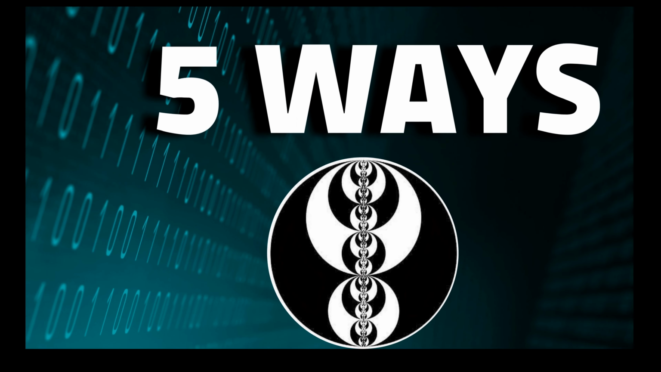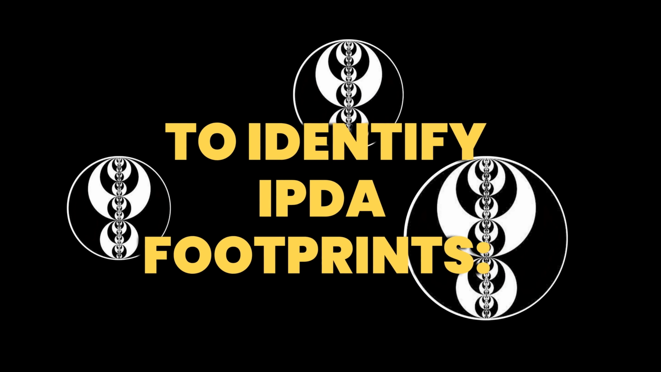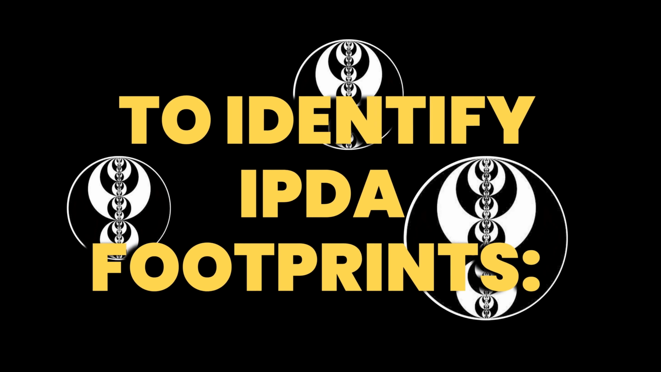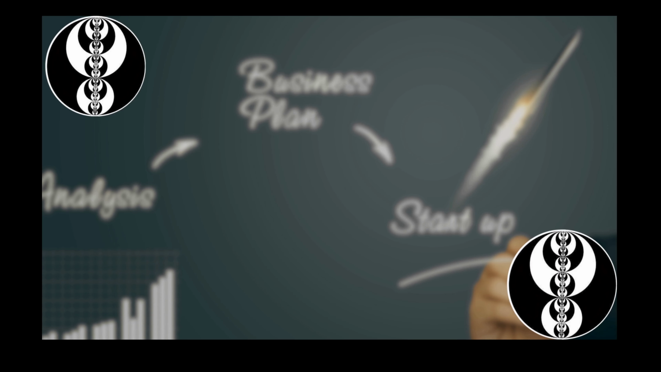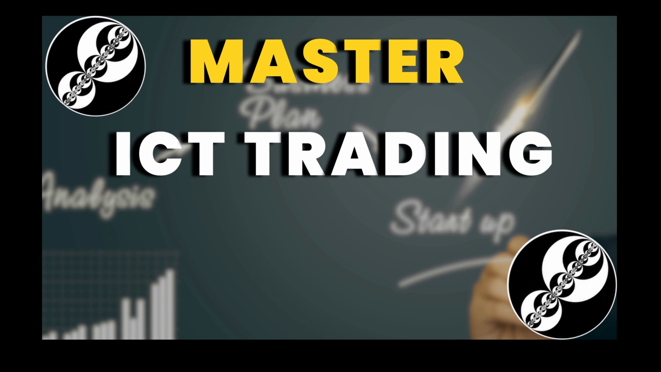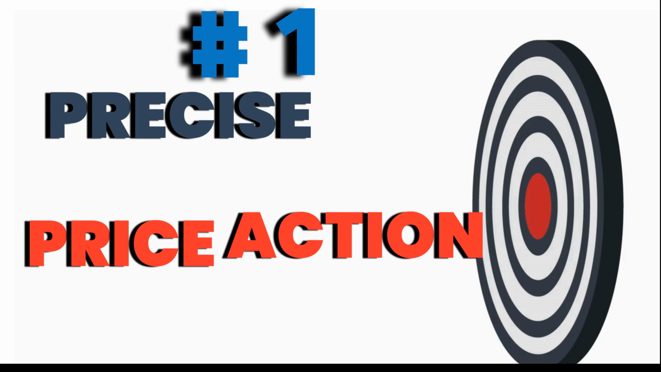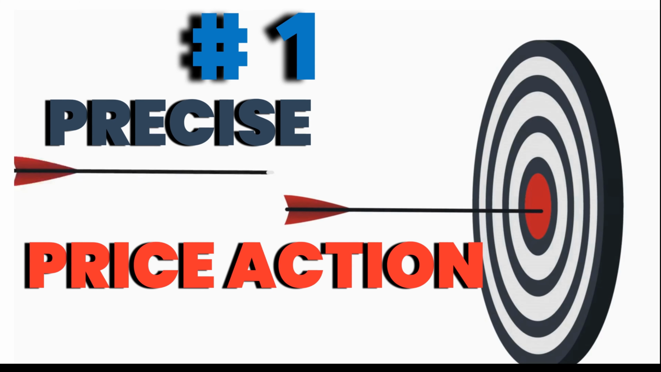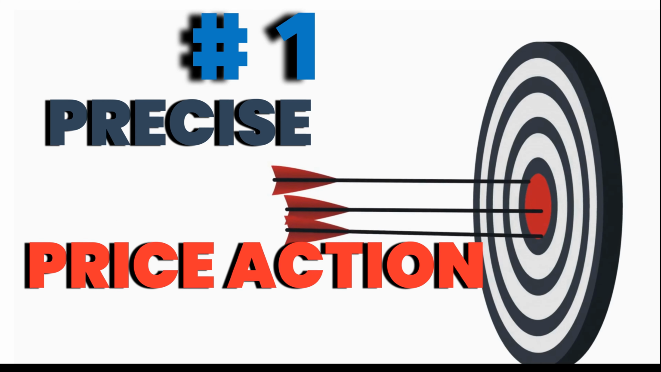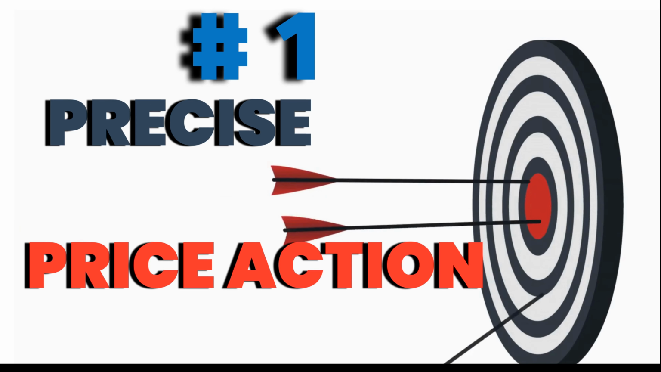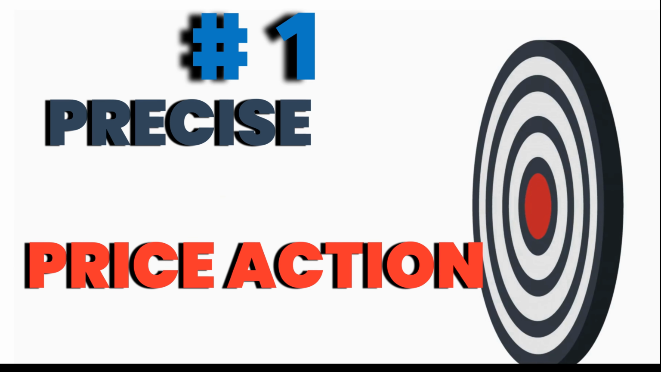IPTA, the algorithm that ICT talks about, there are 5 different ways you can identify IPTA's footprints in price action. This is probably one of the most important things in ICT trading concepts. Number 1, precise price action that is to the tick, undeniably too precise, that it couldn't be anything other than an algorithm participating in the price action.